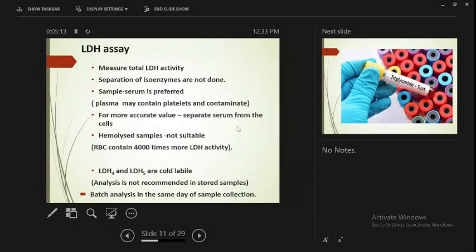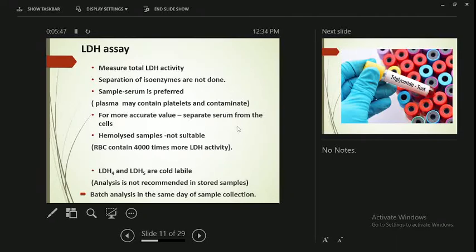And for the LDH assay, we want the serum and we measure the total LDH activity because it's an enzyme. Serum is preferred because if you get plasma it may contain platelets and can cause false elevation. For more accurate values, we have to separate serum from the cells as soon as possible. If the sample is hemolyzed, RBCs contain very highly concentrated LDH. It will be released into the serum and you get falsely high values in the report.